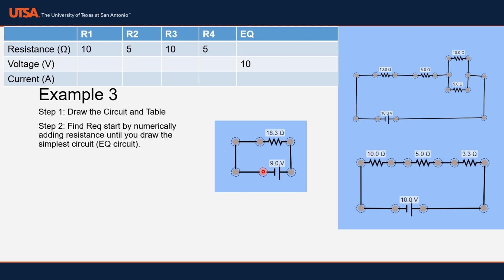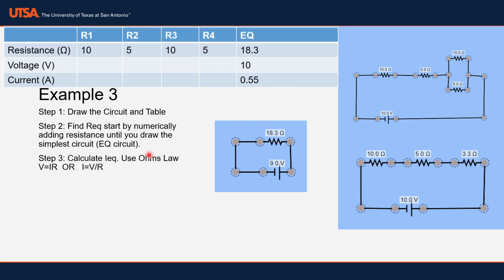Now, this is our simplest equivalent circuit. So now that we have 18.3 ohms, we're going to put that in our table. And just like before, we're going to calculate our equivalent current by using Ohm's law, I equals V divided by R. And we get that for this circuit, our equivalent current is going to be 0.55 amps. Now again, the last step is the zoom out step. And this is why it's important to draw all your graphs, because as you can see, it's a little bit more complicated. So now we're going to have to ask ourselves, what do we know about the physics of these different types of circuits?